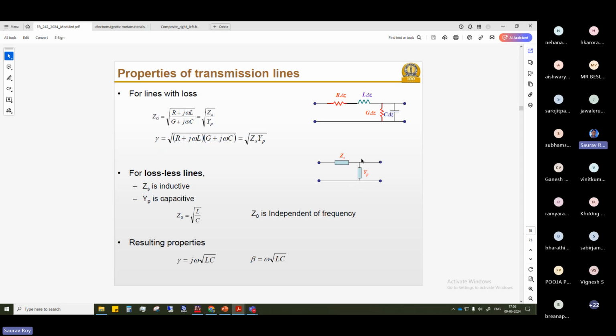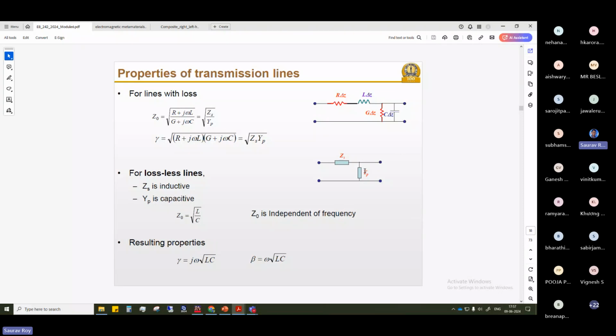Just notice this nomenclature carefully, because this is very vital and will be carried forward in the next slides. ZS is the series impedance because it is in the series arm. It represents the resistance and the inductance together. And YP is the parallel admittance. YP represents the conductance G, that means the admittance here, as well as the capacitance together.